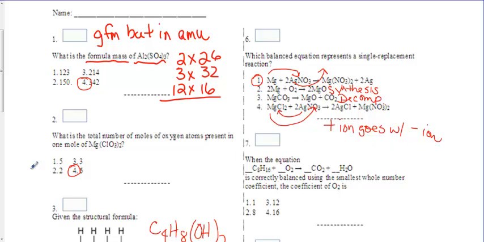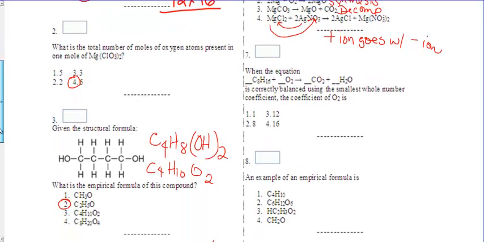Okay? Number 7, when the equation is correctly balanced using smallest whole number coefficients, the coefficient of O2, so they only want to know right here. Well, let's balance this out first. We have CO2, so we have one carbon over here. I'm going to split it down. So carbons on this side I have 1, oxygens I have 3, and hydrogens I have 2. On this side I have 8 carbons, hydrogens I have 16, and I have 2 oxygens.